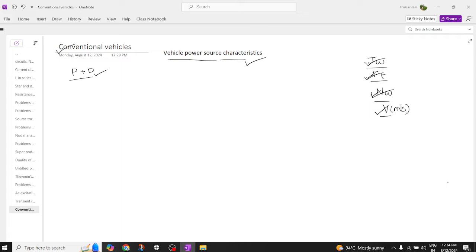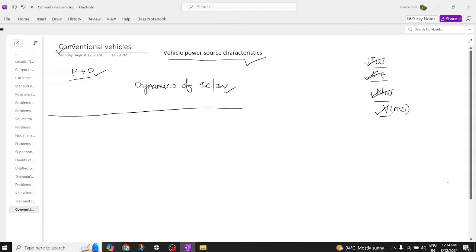Here you can understand it from the dynamics. Clearly you can have a complete derivation from the dynamics of an electric vehicle. Okay, so the dynamics of an IC engine as well as the dynamics of an electric vehicle. Let's try to see the diagram and how it represents. Okay, so coming to the concept, we need to find out all these four parameters.